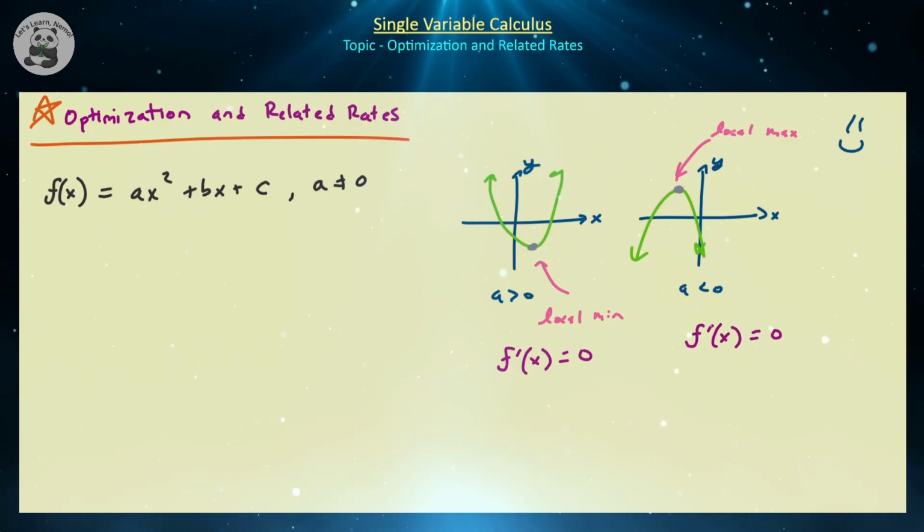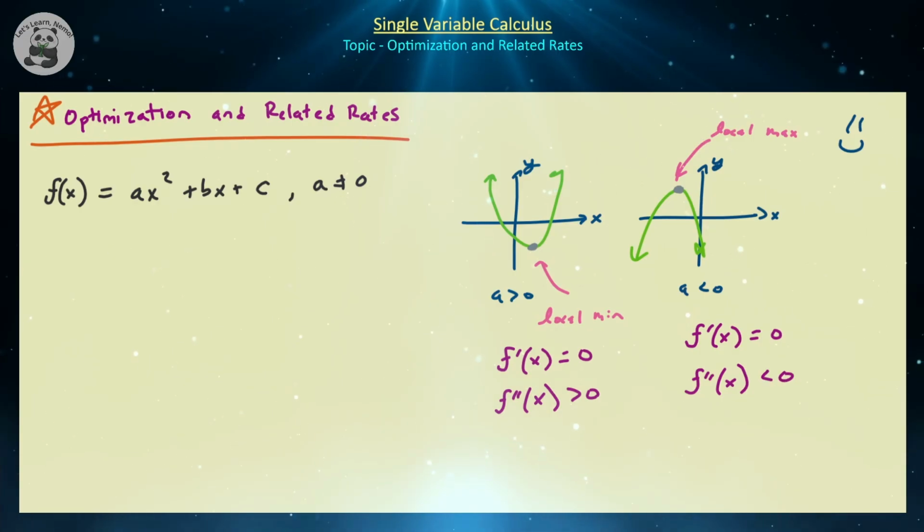The only difference is that the second derivative at the local min is going to be positive, versus the second derivative at the local max is going to be negative. In some sense, what we're hinting at there is that the function is concave up around that particular minimum value, and the function is concave down around that local maximum.